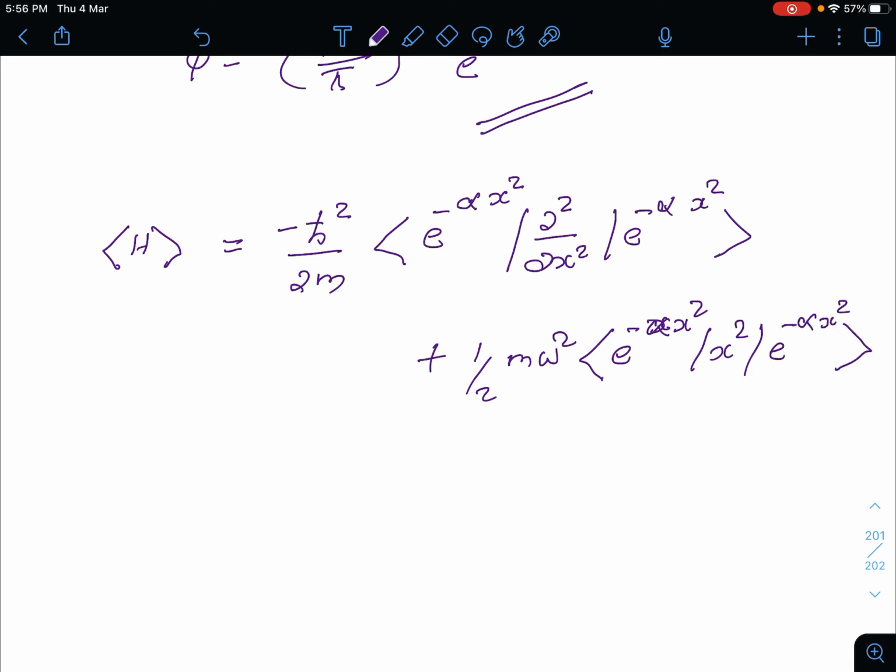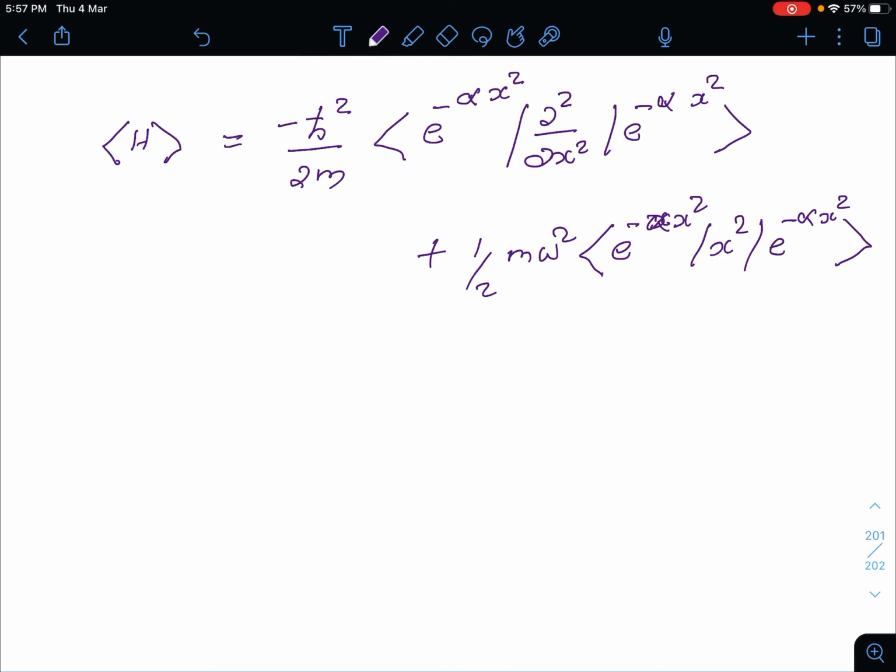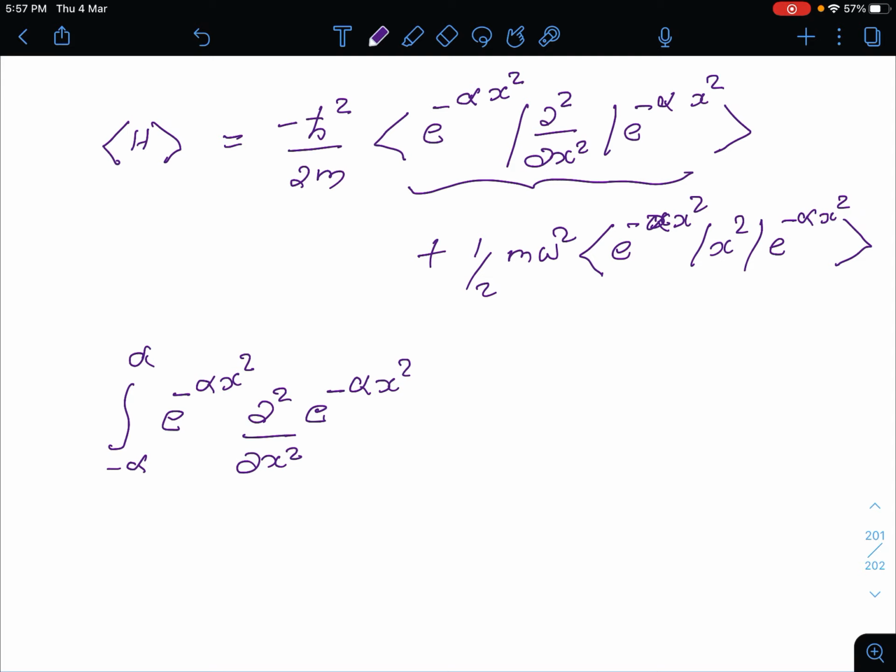Good. So let's find out the first term. So this is simply what? The limits are minus infinity to plus infinity, of e raised to minus alpha x square, dou square by dou x square of e raised to minus alpha x square dx. That is what we have.